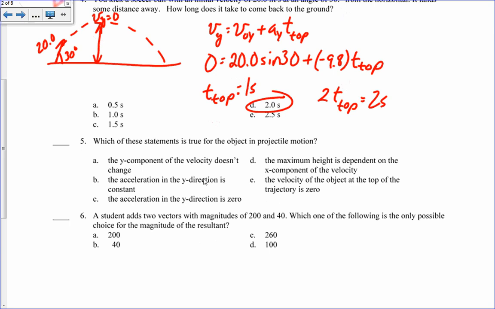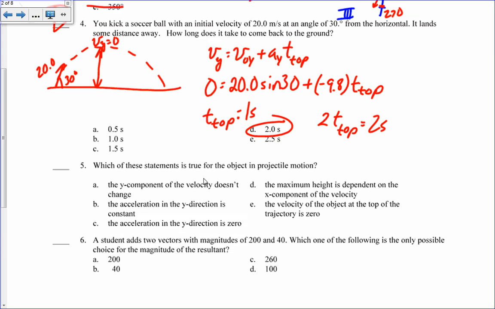Which of these statements is true for an object in projectile motion? All right, the y component of the velocity doesn't change. That's not true. If I look up here, initially the y component's big, then it gets smaller, then it's 0, and then it gets bigger and bigger. So that's not it. The acceleration in the y direction is constant. All right, that's true. The acceleration is always equal to negative 9.8 in the y direction.